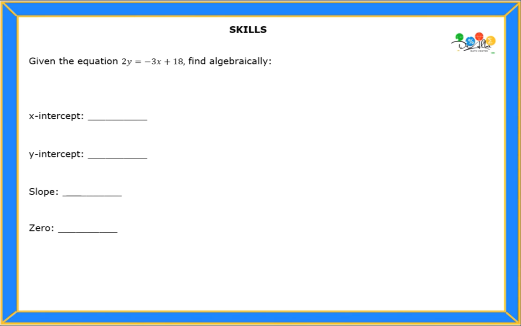Given the equation 2y equals negative 3x plus 18, find algebraically the x-intercept, y-intercept, slope, and zero. So let's see. What does it mean by find algebraically? Basically they want you to use formulas, equations, and things like that, okay?